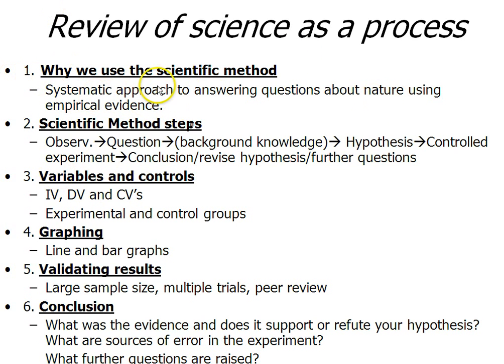The steps in the scientific method: make an observation, see something interesting about nature, ask a question about it, investigate some background knowledge, find out what is already known about what you're observing, develop a hypothesis.